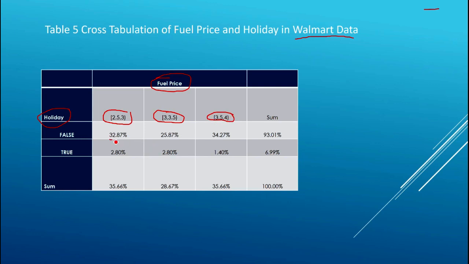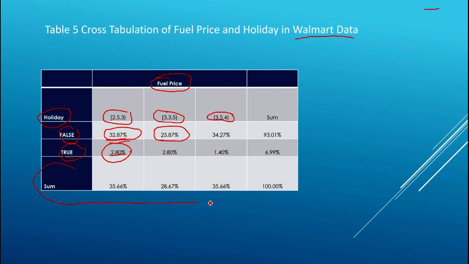I chose percent frequencies rather than frequency counts for this particular table. My is holiday is a categorical variable, which is either true or it's false. What shows up in the table is the percentage of observations that fall within each one of the combined classes or categories. For example, 32.87% of the observations fall where fuel price is between $2.50 and $3 per gallon and it's not a holiday. 2.8% of the observations fall when the price is between $2.50 and $3 and it is a holiday, etc.